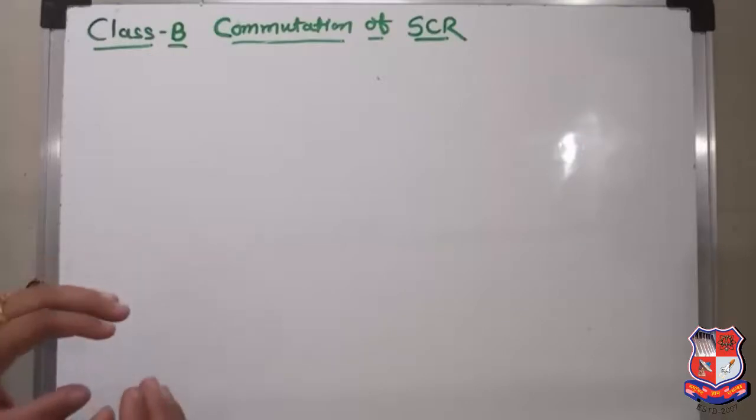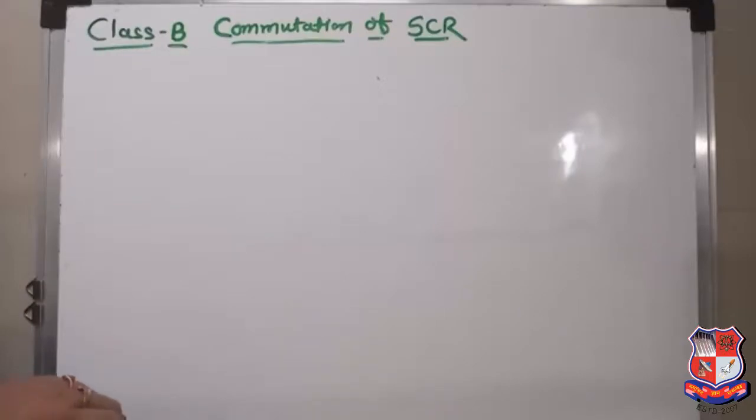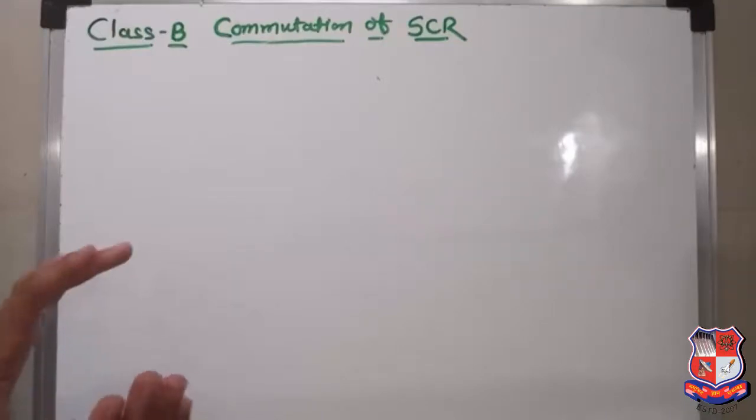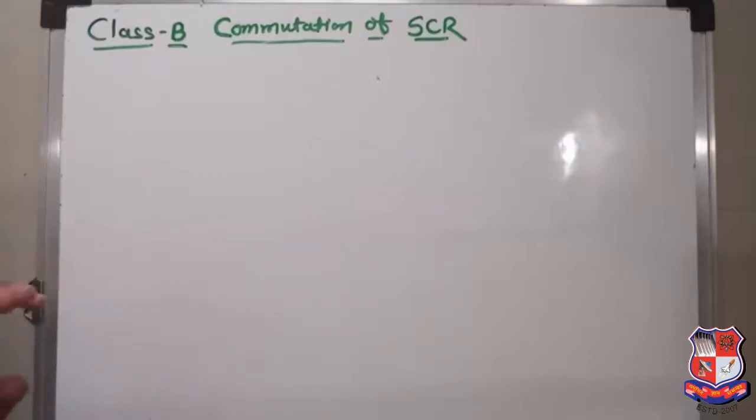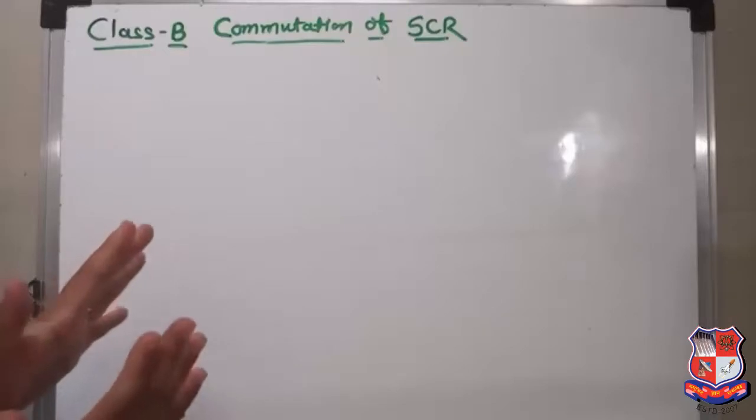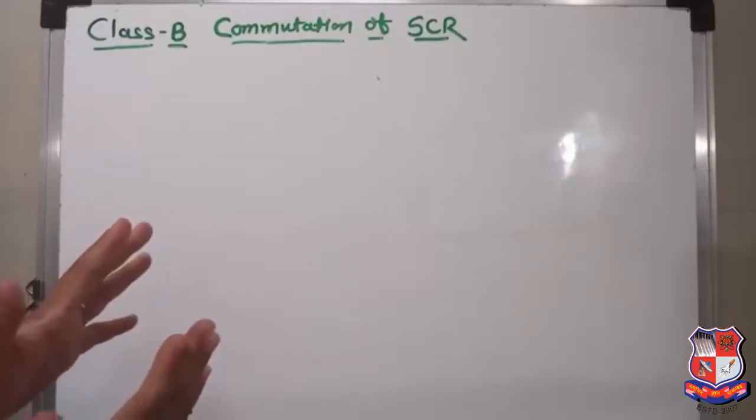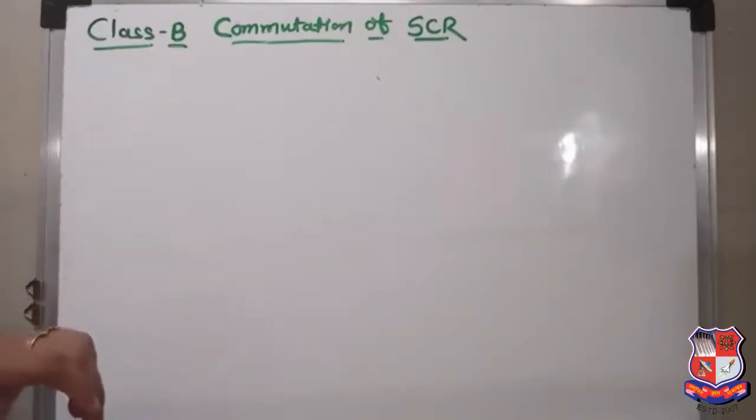Now in a force commutation, as we know, the SCR is forced to turn off by using commutating elements or a commutation circuit. What does force commutation mean? Force commutation always has a DC supply, and an external commutation circuit is required to turn off the SCR. Now let's discuss the class B commutation.